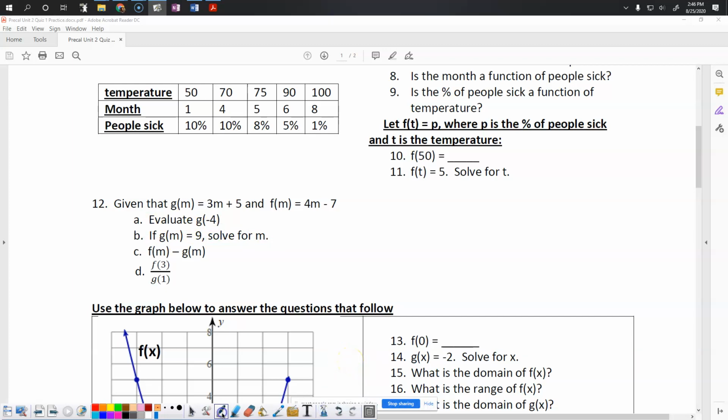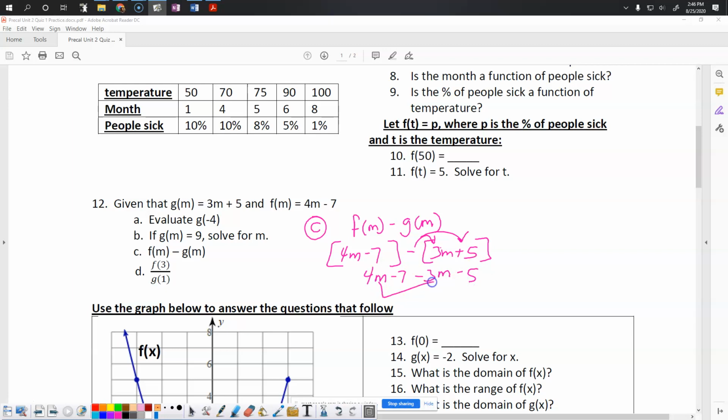Let's go ahead and take a look at part C. For part C, we're combining the two functions by subtraction. So I want to find what's f of m minus g of m. Now f of m is 4m minus 7, and g of m is 3m plus 5. I'm going to distribute my negative and just combine like terms. 4m take away 3m is 1m, and negative 7 take away 5 is negative 12. So we end up with m minus 12.